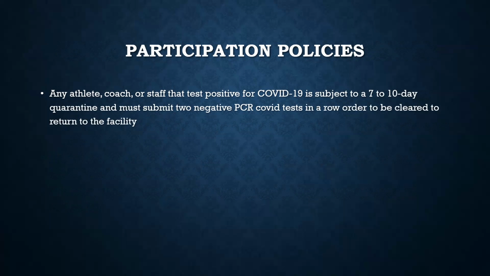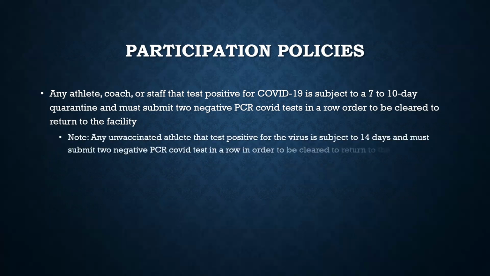Any athlete, coach, or staff that tests positive for COVID-19 is subject to a 7 to 10-day quarantine and must submit 2 negative PCR tests in a row in order to be cleared to return to the facility. Any unvaccinated athlete that tests positive for the virus is subject to a 14-day quarantine and must submit 2 negative PCR COVID tests in a row in order to be cleared to return to the facility.